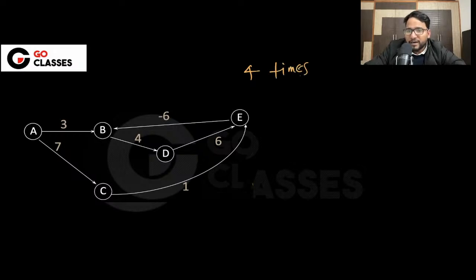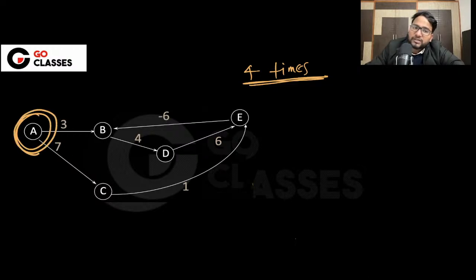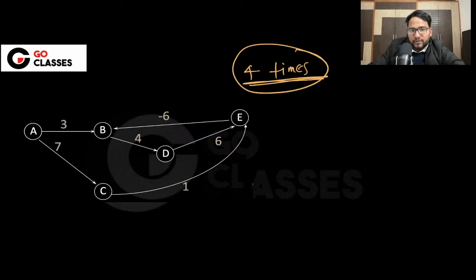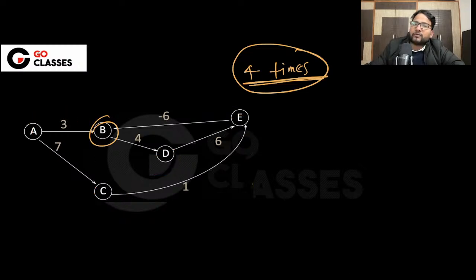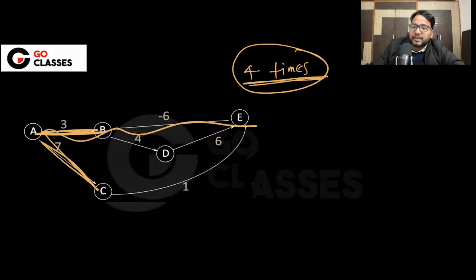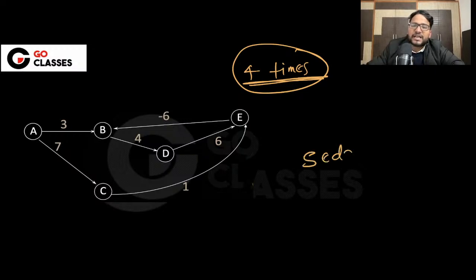Now why are we running it 4 times? Because after 4 times, if A is the source, we will get the shortest path from A to everyone else using at most 4 edges. If there are 5 vertices, then any shortest path from A to any other vertex, for example from A to B, may contain just 1 edge, or from A to C just 1 edge. But no shortest path can contain more than 4 edges, because if it is 5 edges, then it is basically a cycle, right?